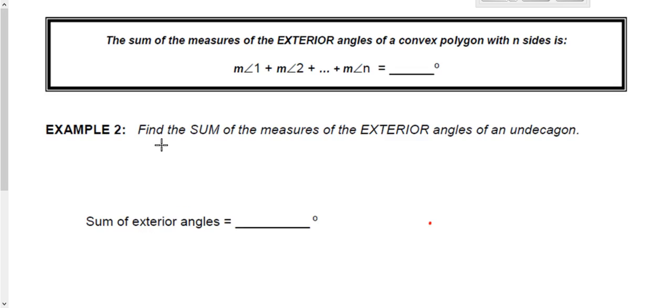Next, we look at the formula for the sum of the measures of the exterior angles of a convex polygon with n sides. So it doesn't matter how many sides it has. What you're doing is adding up all these exterior angles, angle 1, angle 2, angle 3, angle however many it has. If it's got 5 sides, it's going to have 5 of these exterior angles, just like it has 5 interior angles. If it's got 10 sides, it's going to have 10 of these exterior angles, just like it has 10 interior angles. And they always add up to the same amount, the exterior ones.